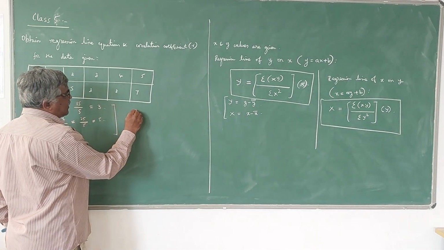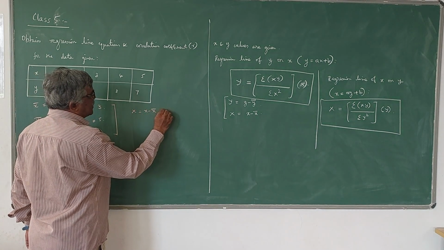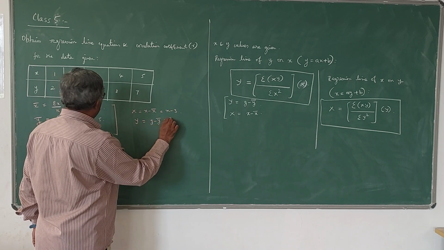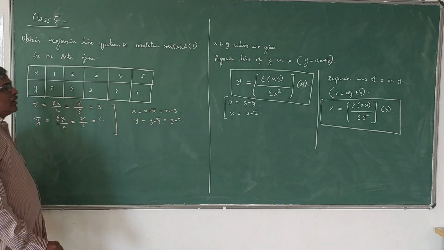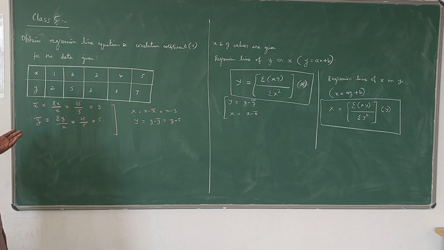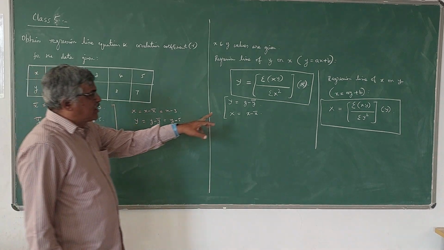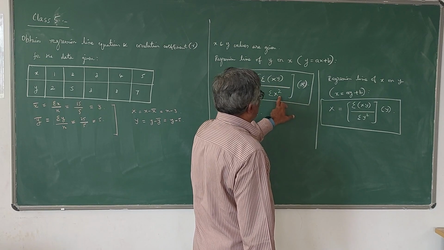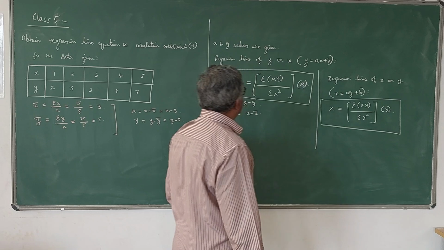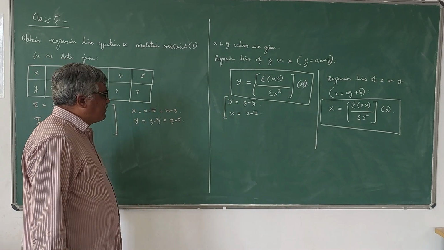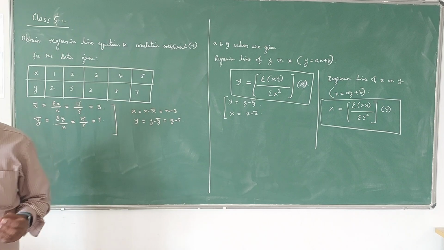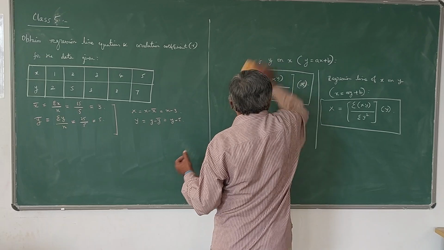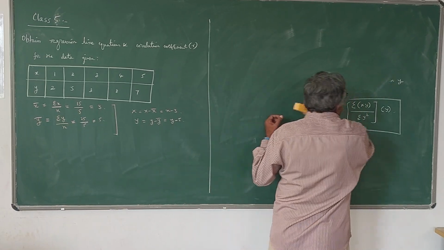Once you get that, capital X will be x minus x bar, that is x minus 3. Capital Y is y minus y bar, that is y minus 5. Now we need the values of xy, x square and also y square. So we need sigma xy, sigma x square and sigma y square. For that we need the values of x and y, so we will calculate this in the form of a table, as we did in the last problem. Then we will put in the equation.